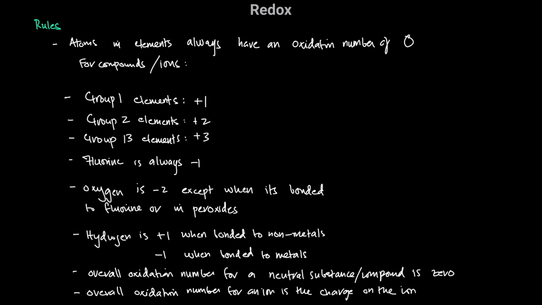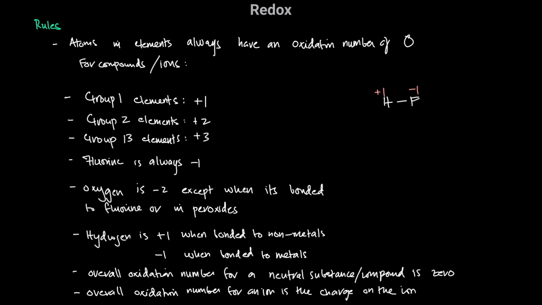Now let's briefly look at where we get some of these rules from. For example, why is fluorine always -1 but oxygen isn't always -2? Why is it not -2 sometimes? So for example, let's say that we have hydrogen fluoride. What's the oxidation number of fluorine? The oxidation number of fluorine is -1. So then what's the oxidation number of hydrogen? It's +1, because the overall oxidation number for this neutral compound is 0. So it's +1 -1, which is 0.